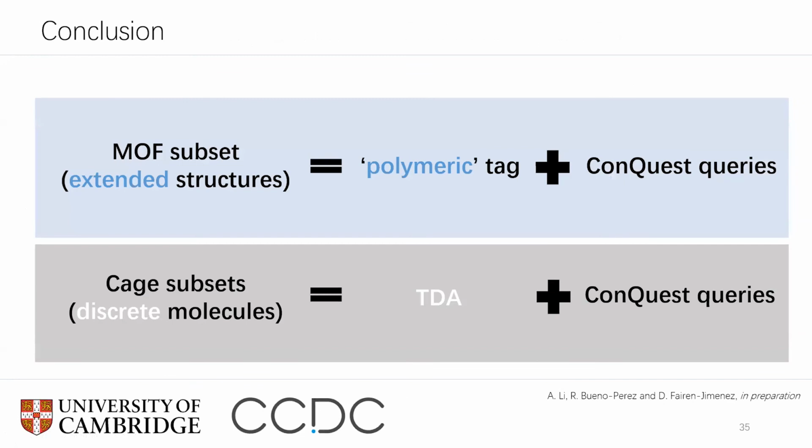So in conclusion, what I want you to take away from this is that I've been able to work on two main types of subset, one for extended structures, so MOF subset, and one for discrete molecules, so cage subsets. And for the MOF subset, what I use basically is the polymeric tag plus a bunch of ConQuest queries. And for the cage subset, I use TDA and some ConQuest queries. And what I think is pretty nice is that you can see that the polymeric tag and the TDA correspond to the description of the shape of the structure, whereas the ConQuest queries correspond to the chemistry.